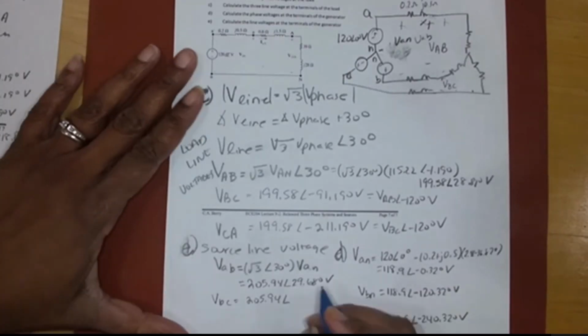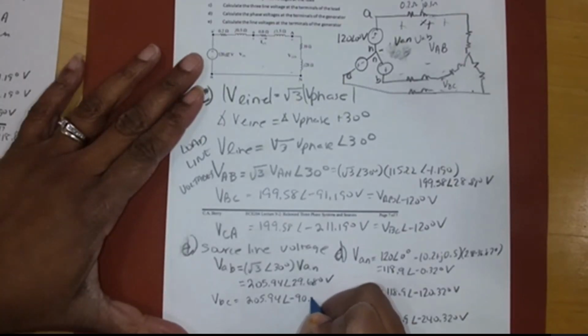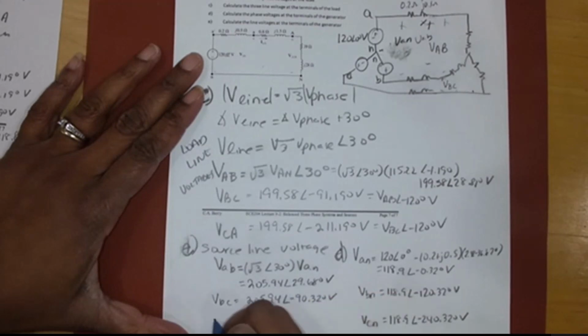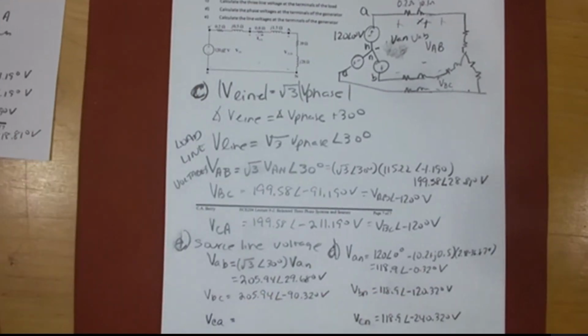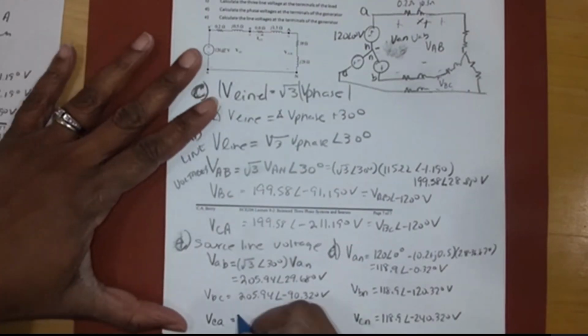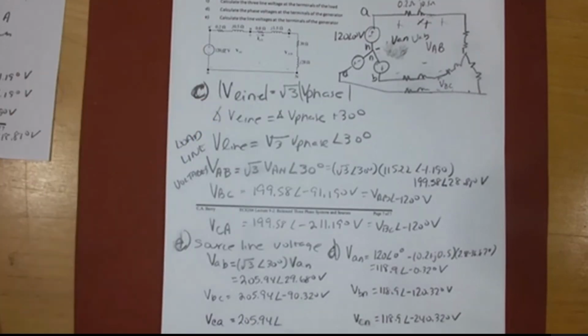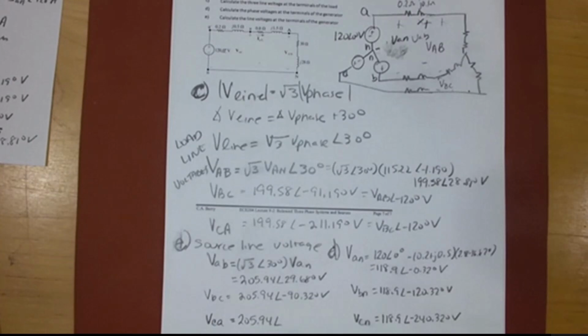So this one is negative 90.32 degrees. And then VCA is same magnitude, and you delay it by 120 degrees again. So that's negative 210.32 degrees.